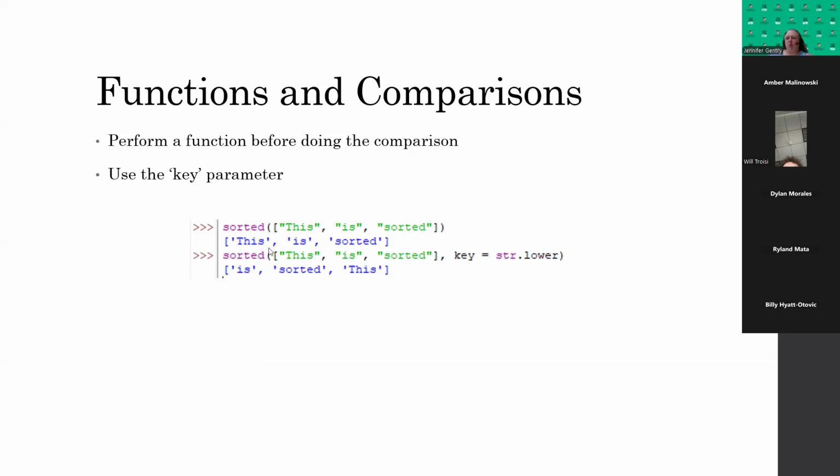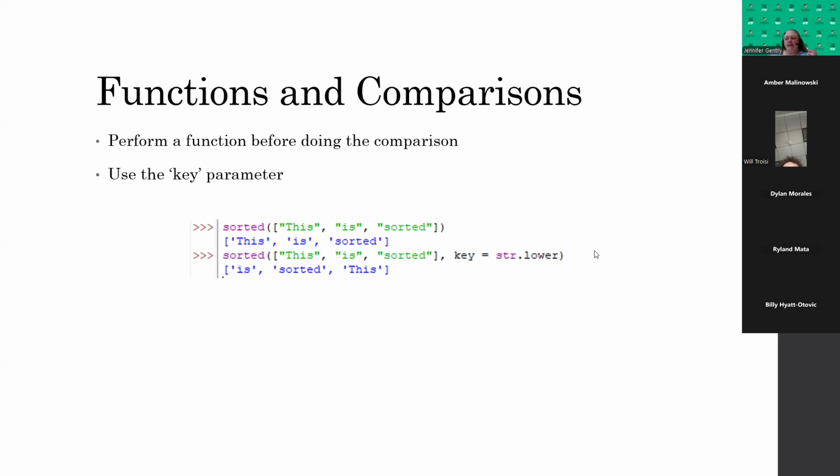Okay, so sorted, this is sorted. If I want my key to indicate that I want to compare it with all lowercase letters, I can say key equals str.lower. Why? Because up here, the T is going to be capital, and in ASCII, capital is always going to come first, with a lower number. So that is why when you first do it, it prints out the T, the I, and then the S.